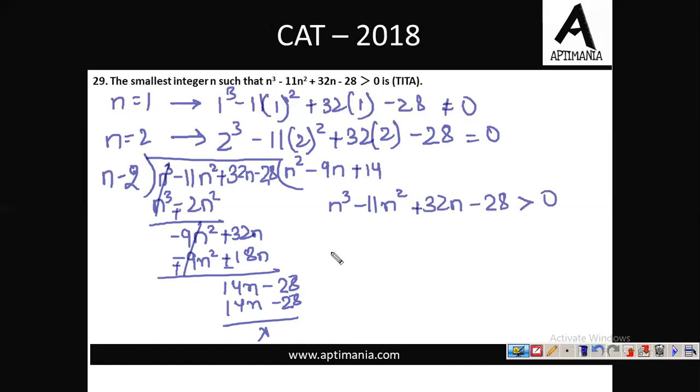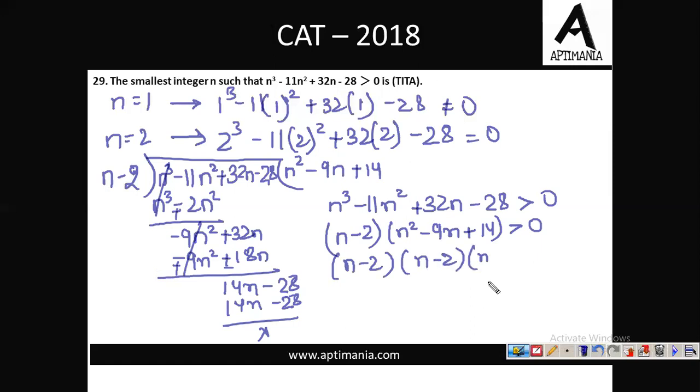be written as n minus 2 times n square minus 9n plus 14 greater than 0, which further can be written as n minus 2, n minus 2, and n minus 7, right? Which is greater than 0. This is n minus 2 square, n minus 7 greater than 0.